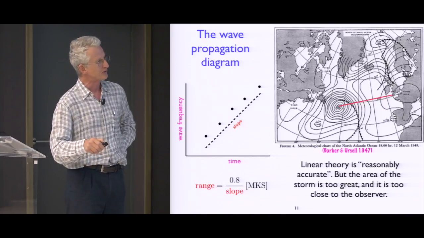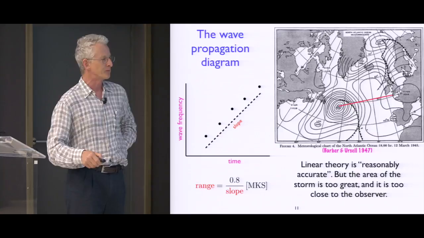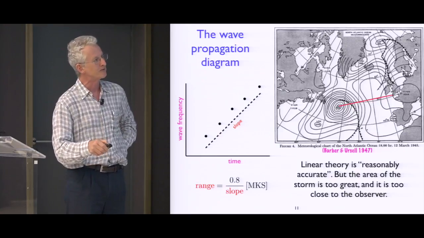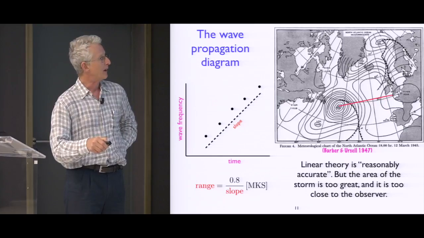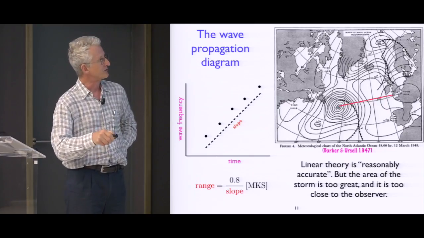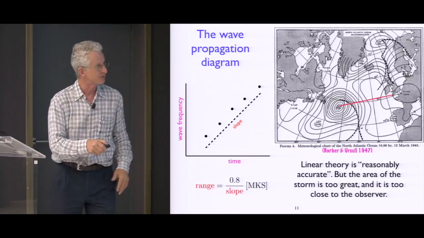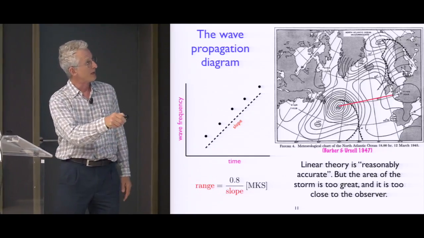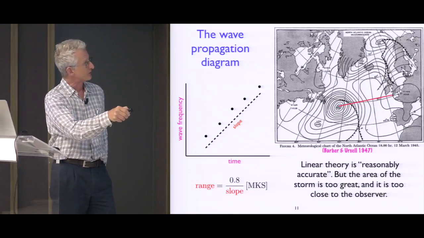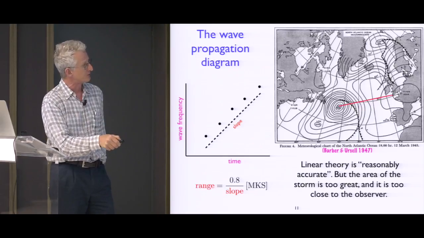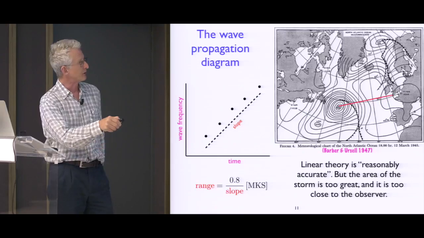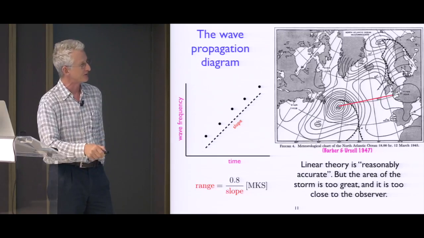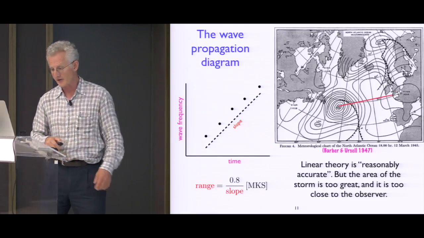So here's the storm on this weather map. The area of the storm is too great, and it's too close to the observer to treat this as a point source, obviously, okay? I'll show you some real data later. This is the schematic. The wave propagation diagram is a plot of the observed wave frequency as a function of time. You measure the slope. If the frequency is in hertz and the time is in seconds, this is the formula which gives you the range.